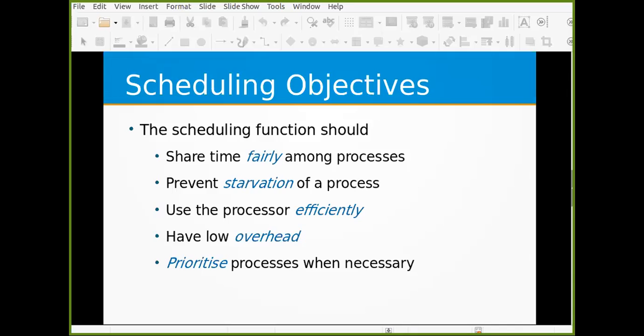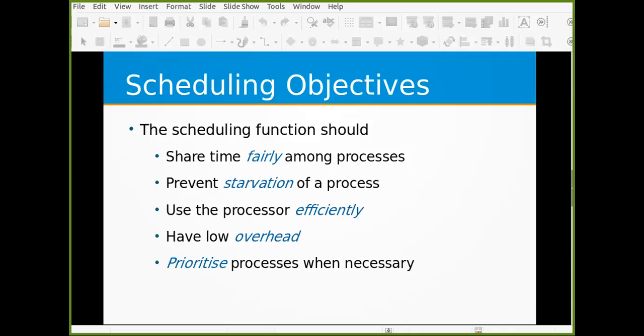And then prioritize processes when necessary. Another scheduling objective is that if there are certain processes which are of very high priority, then your scheduling algorithm, whatever algorithm you use, should prioritize those processes whenever there is a need. So these are some objectives of scheduling.